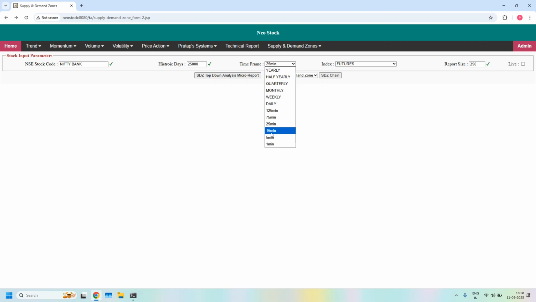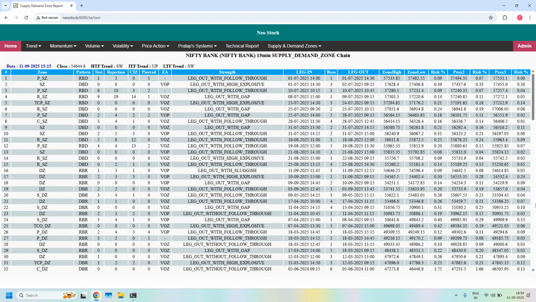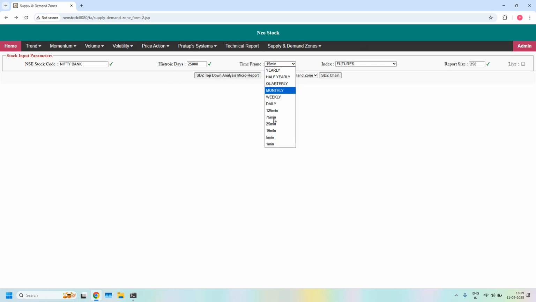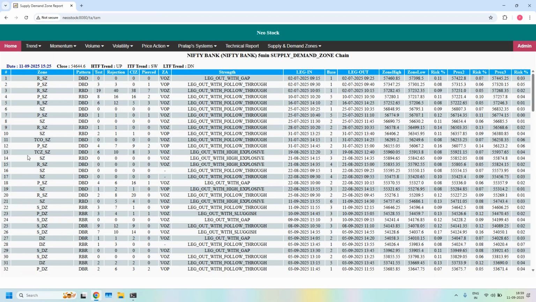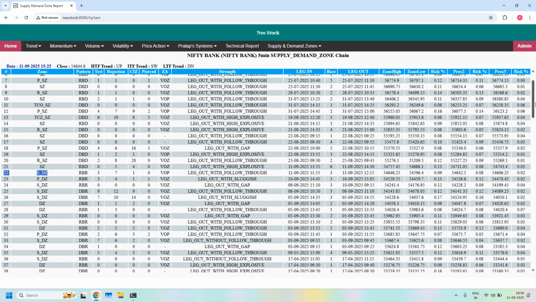Next, generating 15 minutes supply demand zone chain for Bank Nifty. Next, generating 5 minutes supply demand zone chain for Bank Nifty. The nearest demand zone for the current closing price is serial number 22. I will put it in the middle of the page.